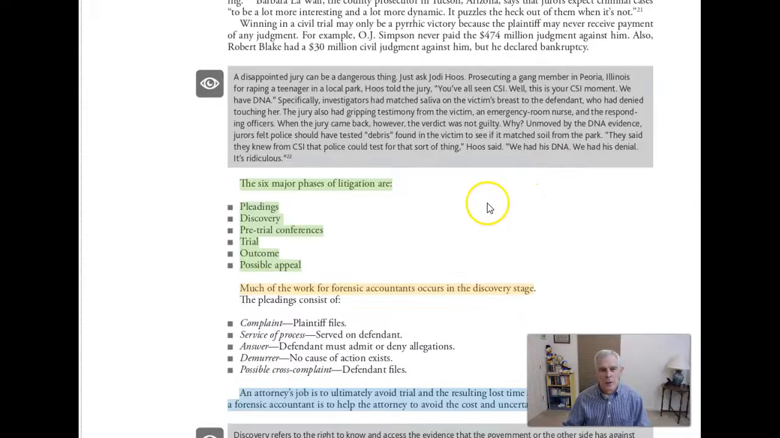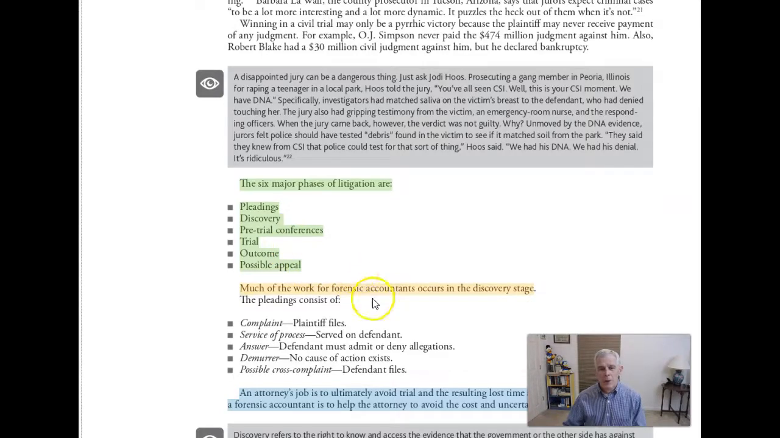Let's scroll down a little bit. Now I want you to make sure you know these. These are the 6 major phases of litigation. You have the pleadings, discovery, pretrial conferences, trial, if you go that far. In the pretrial conferences you might try to settle out of court, the outcome, and the possible appeal.